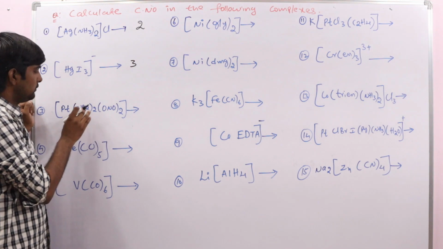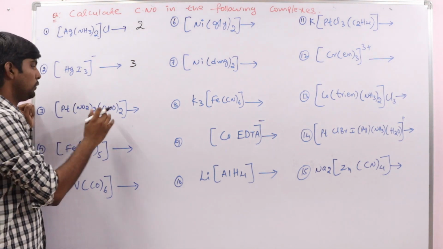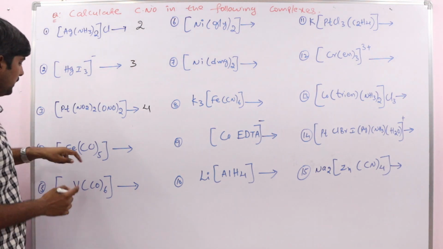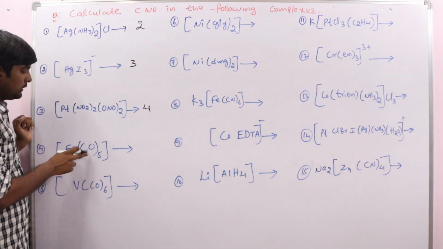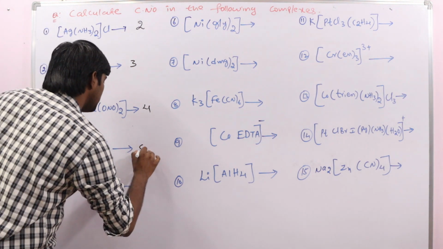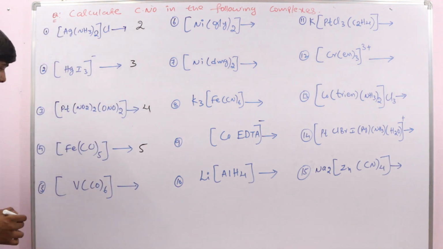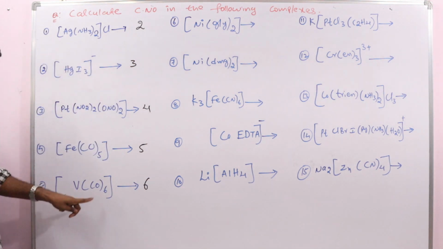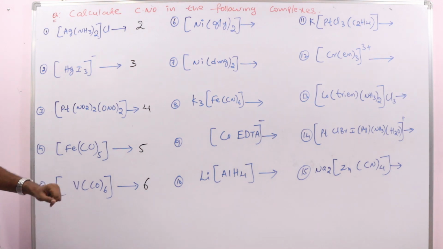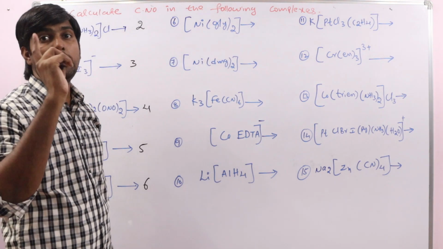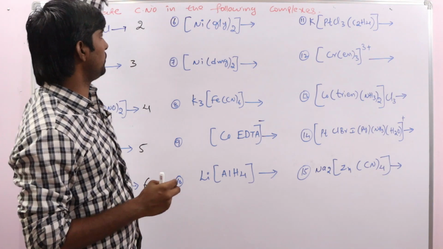2 NO2 and 2 ONO, both are monodentate ligands, so 2 plus 2 is equal to 4. Next, carbonyl is also a monodentate ligand, so in total we have 5 ligands, so coordination number is 5. Here 6 ligands, coordination number is 6. Next, glycinato is a bidentate ligand, denticity is 2.